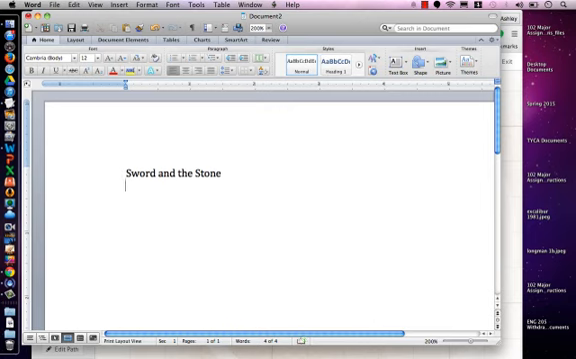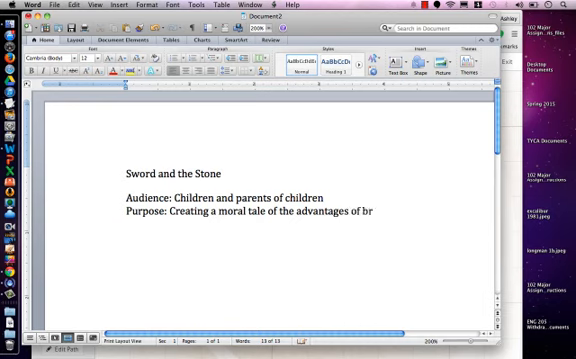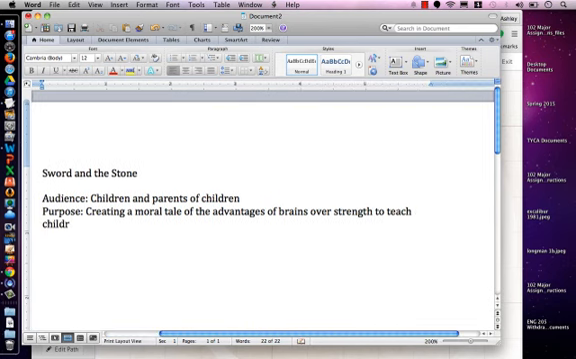So we know that the text we're using is the sword and the stone. We talked about the audience in the lecture being children and parents of children. And we talked about the purpose. There are lots of different purposes in the piece, but the purpose I'm going to use here for simplicity's sake is creating a moral tale of the advantages of brains over brawn, or brains over strength, if you don't know what brawn means, to teach children about the importance of education, okay?